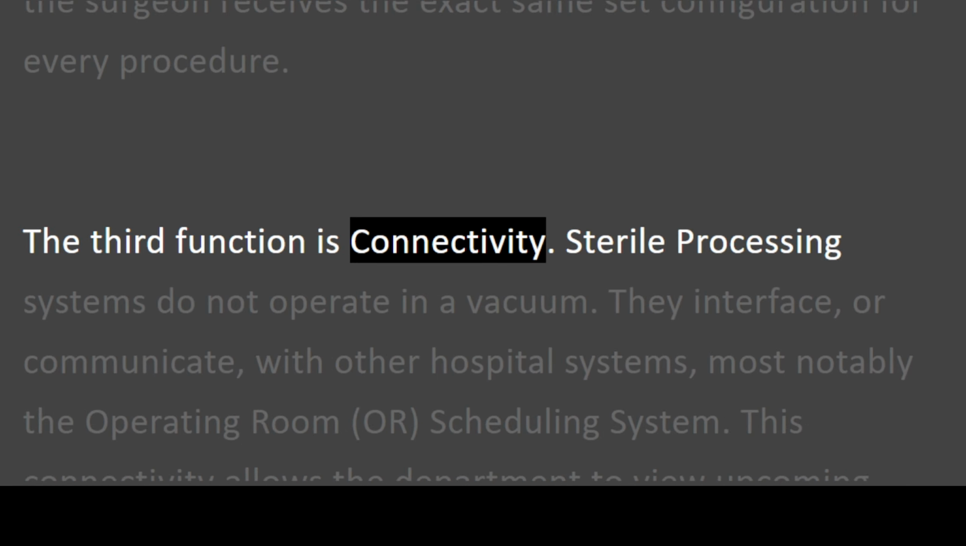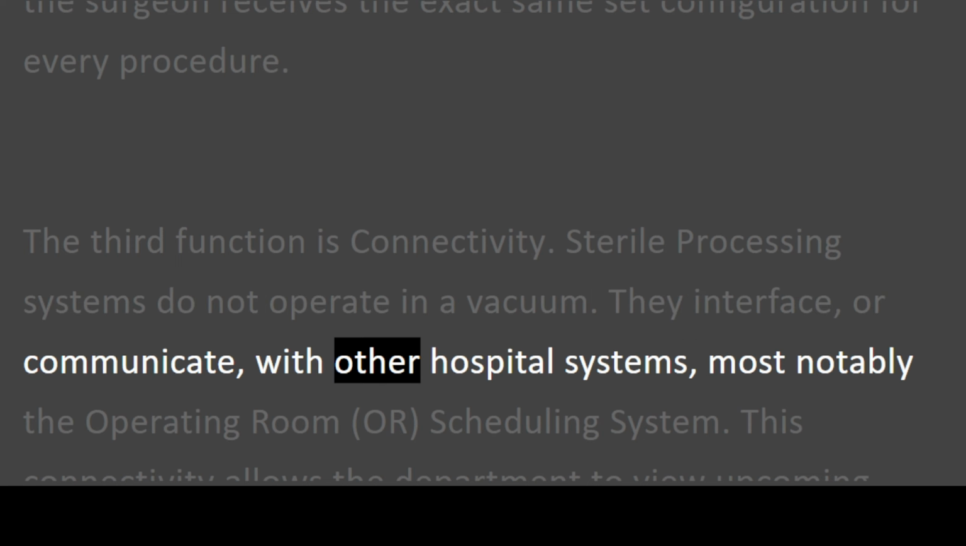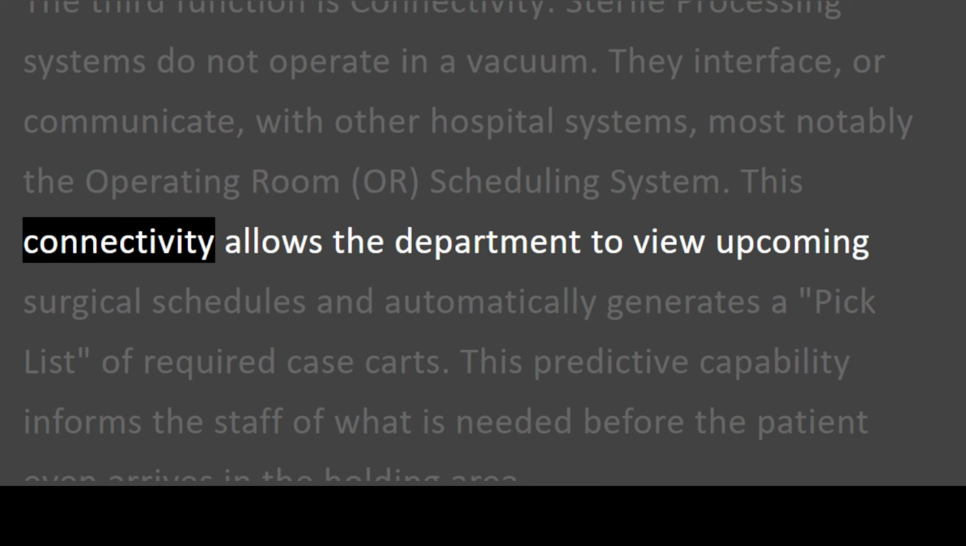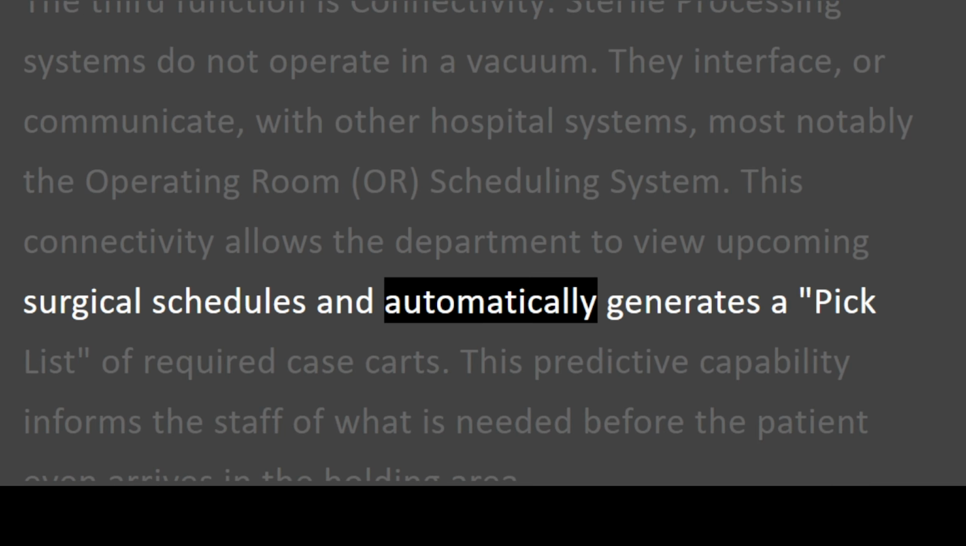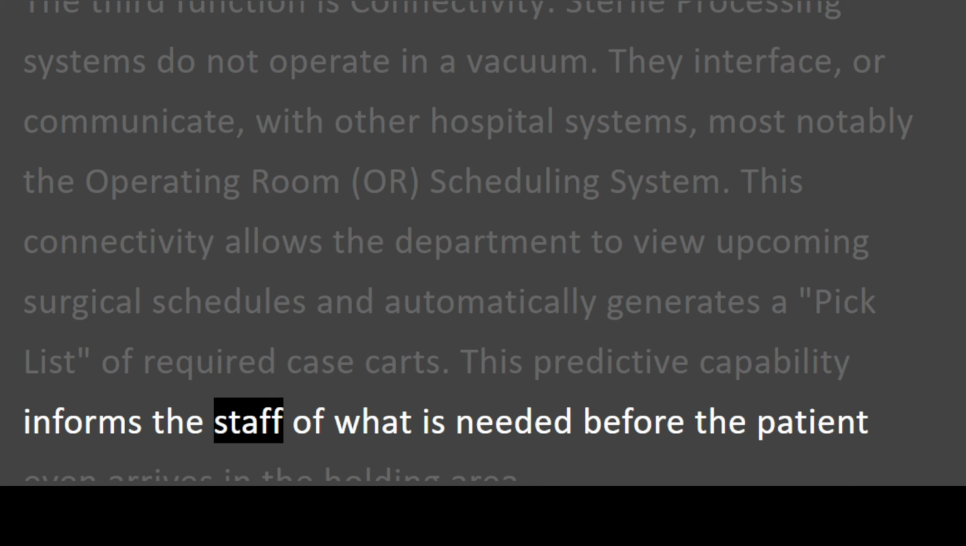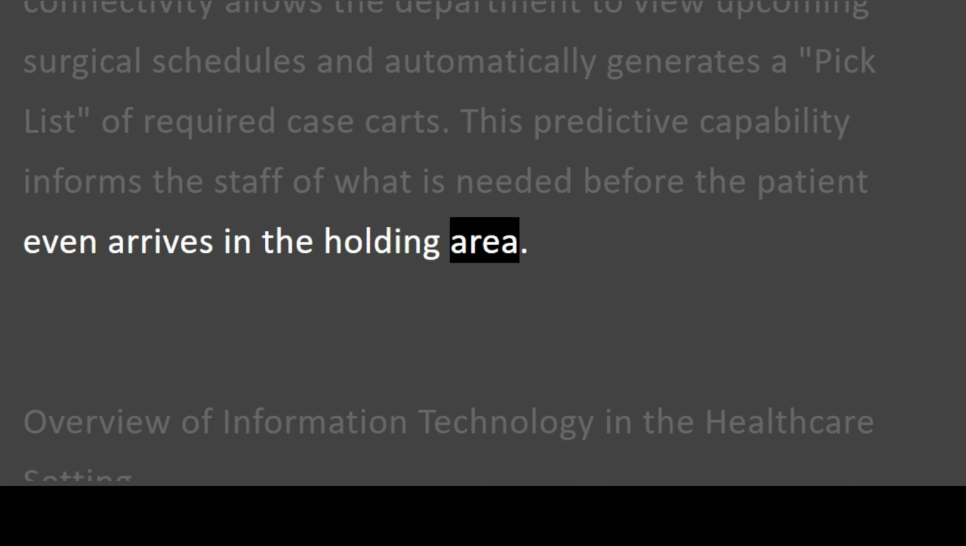The third function is connectivity. Sterile processing systems do not operate in a vacuum. They interface, or communicate, with other hospital systems, most notably the operating room, or scheduling system. This connectivity allows the department to view upcoming surgical schedules and automatically generates a pick list of required case carts. This predictive capability informs the staff of what is needed before the patient even arrives in the holding area.